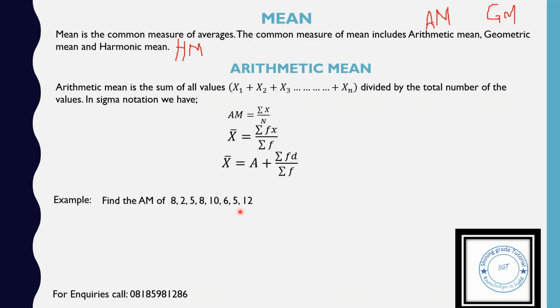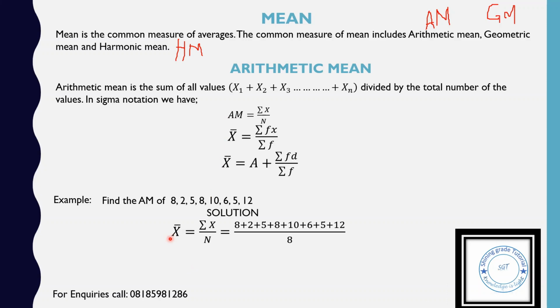All right, let's look at the solution. So we have our arithmetic mean. I forgot to explain, this is the symbol for arithmetic mean. X is pronounced as x bar. So we use this to represent our arithmetic mean, AM or x bar.